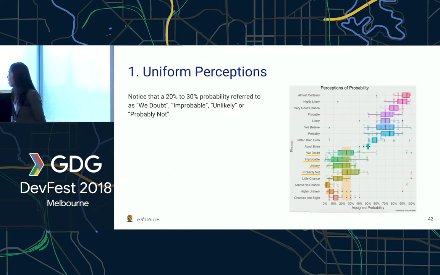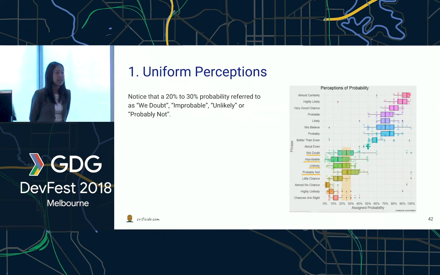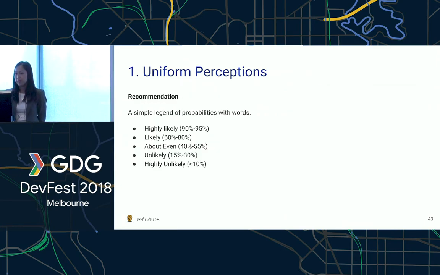So on the right here, we can see that there are multiple phrases that represent 20 to 30%. Because of this, I'd also like to propose that we go straight to the probabilities to avoid any additional interpretation. But there are always exceptions to every rule, so once in a while, if you are going to use phrases, make sure that there's a shared understanding, like the simple legend here.